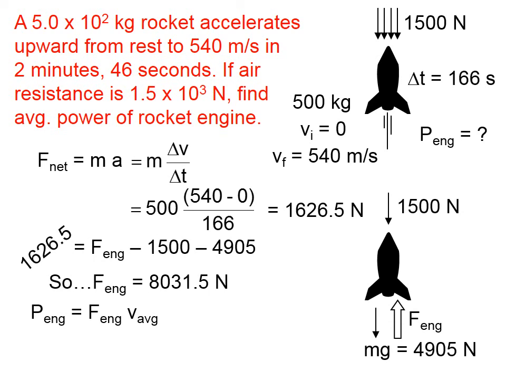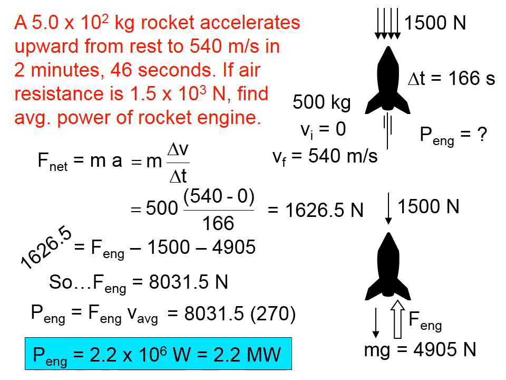One equation for power is that it's force times velocity. There's our force. Our average velocity is 270 because we started at 0 and ended at 540, so the average is 270. And sure enough, we get the same power for the engine as we did last time.